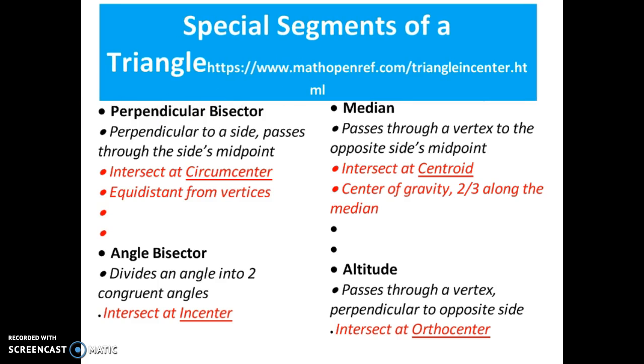So the centers that we'll look at are the perpendicular bisector, which is perpendicular to a side and passes through the side's midpoint, because remember a bisector cuts it in half. So a perpendicular bisector cuts each side in half at a right angle, and they're all going to intersect at one point, and that point we call the circumcenter. A property of the circumcenter is that it's equidistant from the vertices, which means it's the same distance from all three vertices.